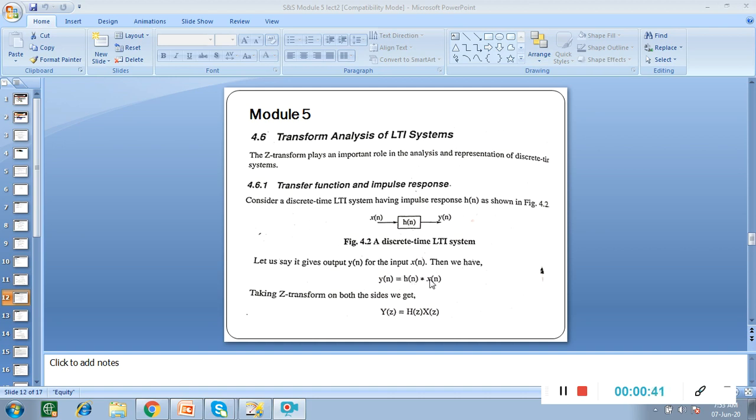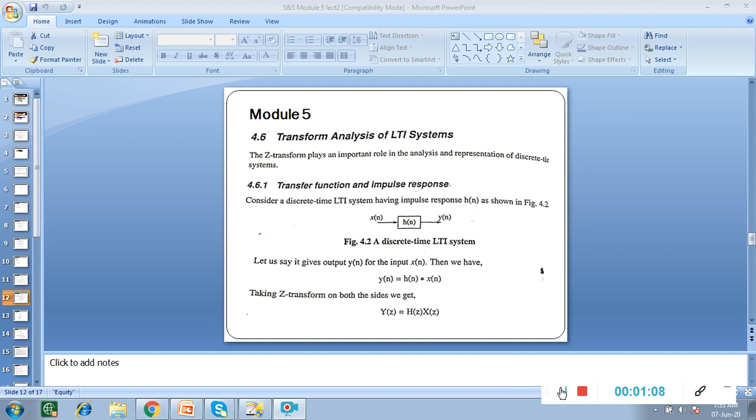Then when we take the Z transform of this equation, we get y of z for y of n, and h of n convolution x of n is nothing but h of z into x of z, because convolution in time domain is multiplication in the z domain. So y of z is equal to h of z into x of z.